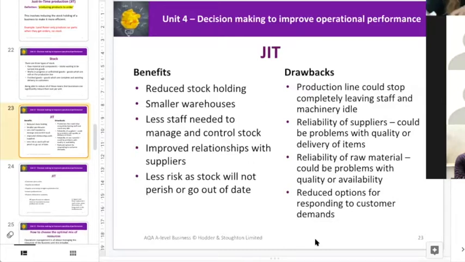So the drawbacks. Sometimes it depends on the reliability of the suppliers. Depending on your supplier, can you get the stock in time? There will be some problems with your materials, quality, and availability. You also want to respond to the customer's demands in time. Sometimes you just can't do it.